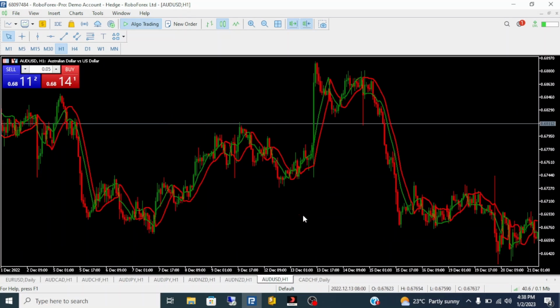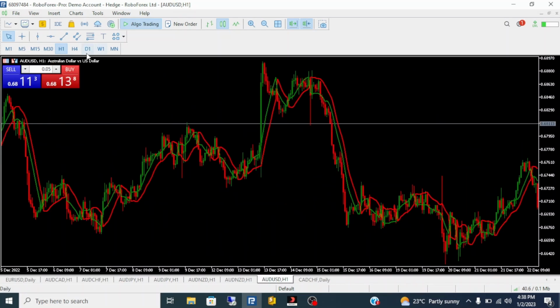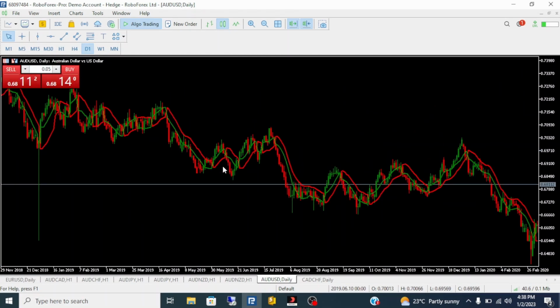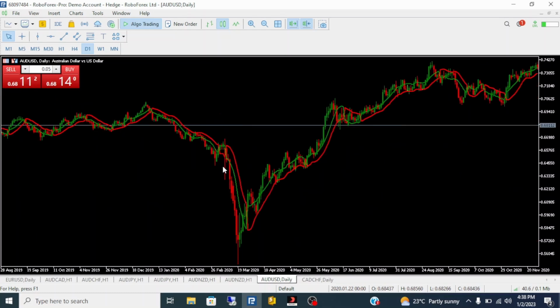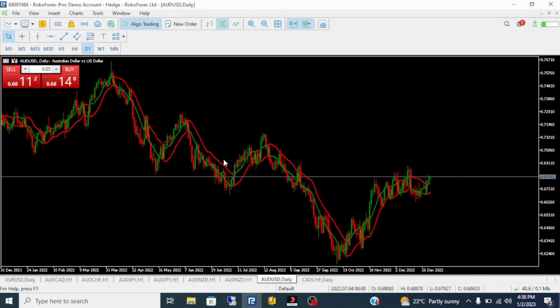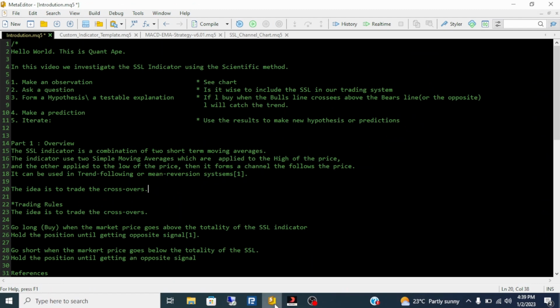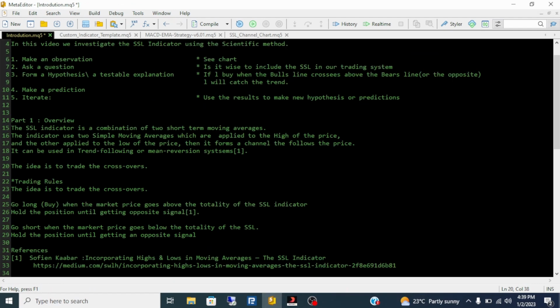So we're gonna test it for various time frames, right? Usually No Nonsense Forex use the daily chart, but here we can do whatever, right? We can test all the time frames. We just try and be profitable, right? We can adjust the rules and make them our own. So yeah, this is the SSL indicator.